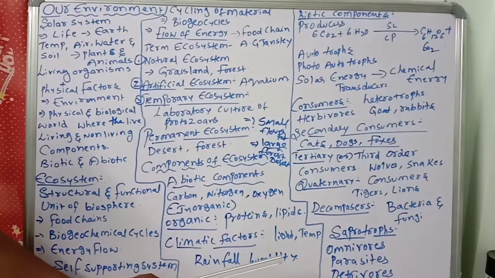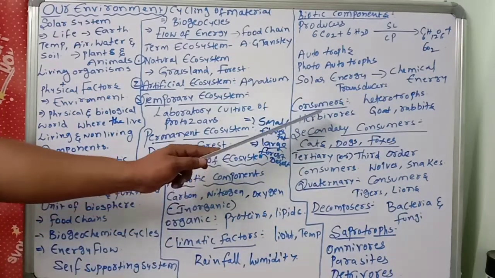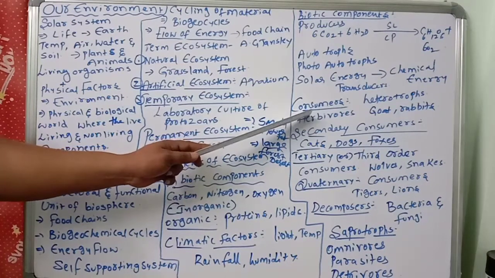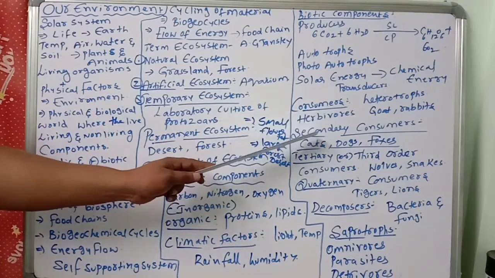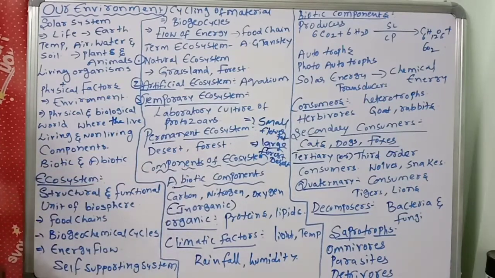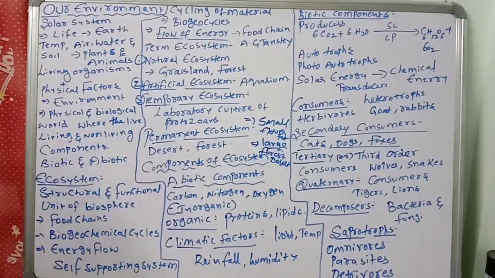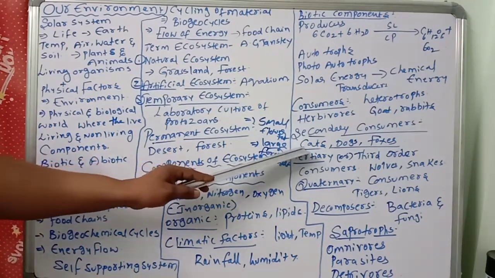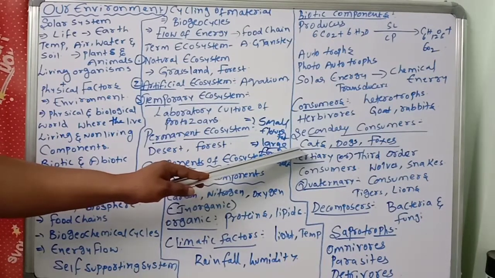Following types: primarily first order consumers. First order consumers, you know very well, are herbivores. Herbivores means first order consumers: cattle, deer, goat, rabbit, rats, mice, grasshoppers are the common herbivores. Then second order consumers, you know very well: cats, dogs, foxes. And secondary consumers in the terrestrial ecosystem; water bugs, water beetles, frogs are secondary consumers in the aquatic ecosystem.